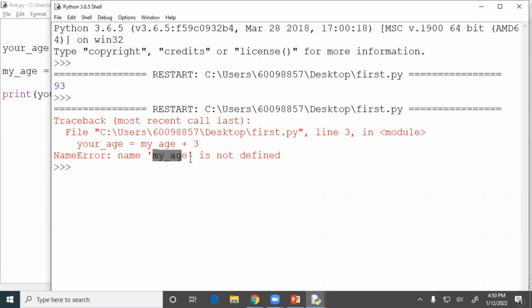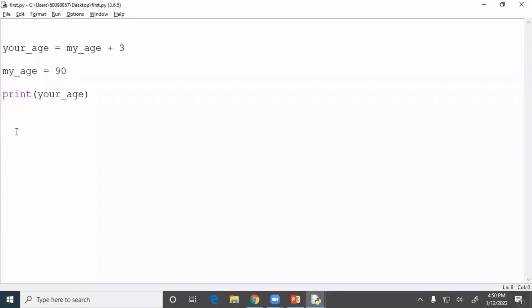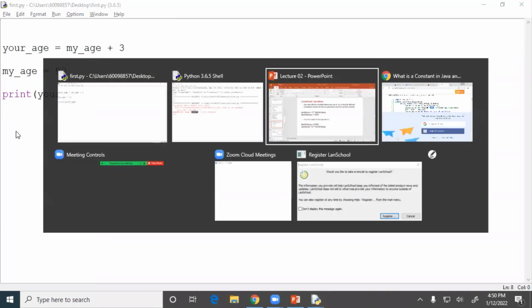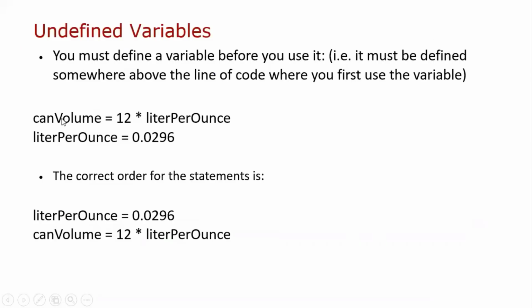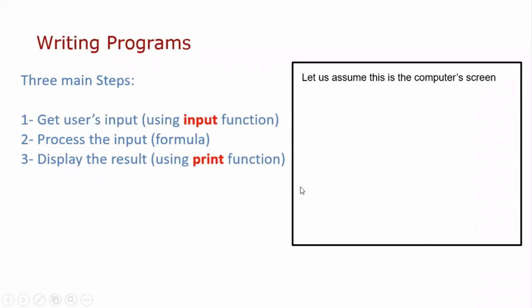My age is, so we have to follow a certain sequence. You give me my age, and then you use it. You don't use it before you give it to me. Clear? And that's exactly what they are saying here. This is called undefined variable. I'm multiplying the can volume by liter per ounce, but I defined it after the line. So the correct way is to define it and then you multiply it.